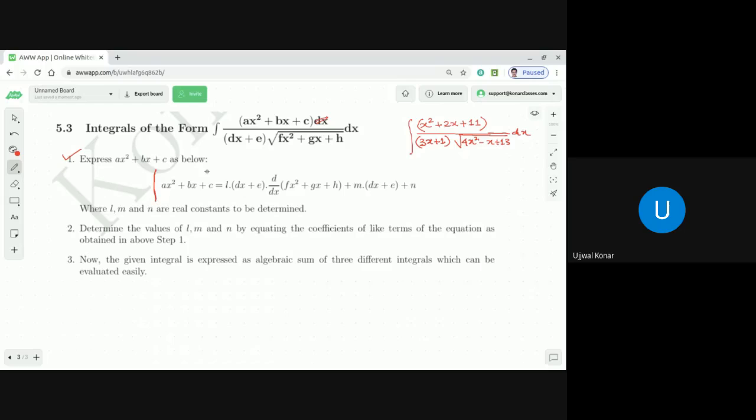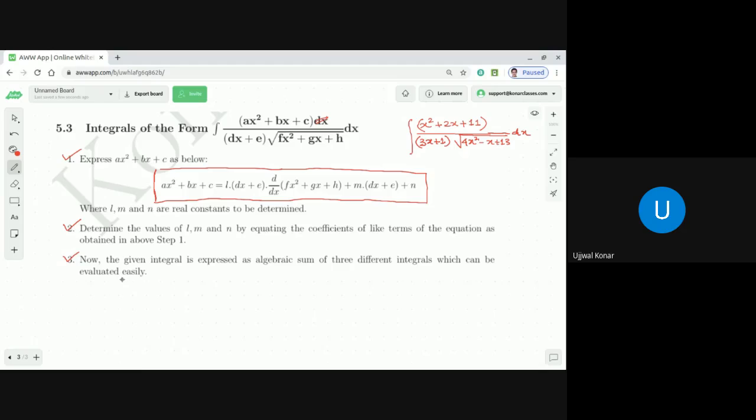As you know, what is LMN? L, M, N are real constants to be determined using the second step. But the first step is so important, that is how you want to express it. Once you are aware of the first step, the second and third steps easily follow. The second step is finding the values of L, M and N by equating the coefficients of like terms of the equation obtained in step 1. And after that, in the third step, the given integral is expressed as an algebraic sum of 3 different integrals which can be evaluated easily.